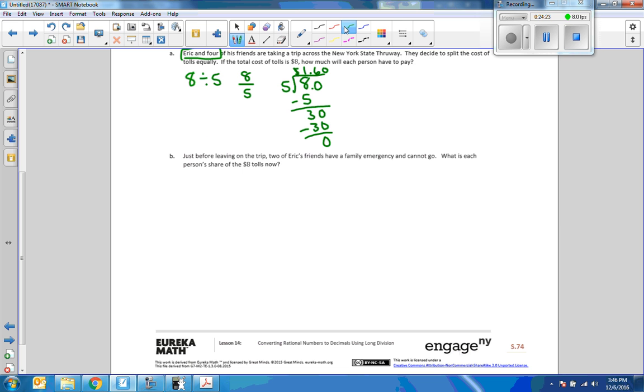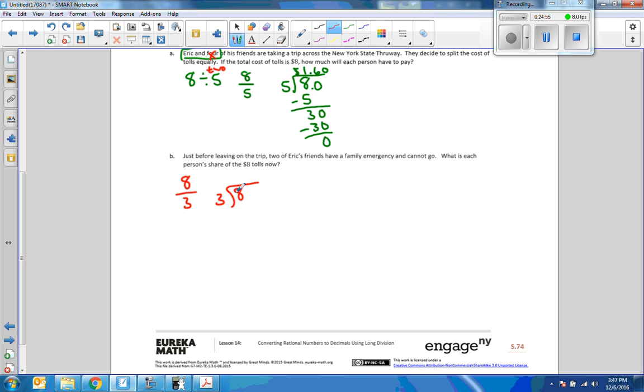Part B. Just before leaving on the trip, 2 of Eric's friends have a family emergency and cannot go. Now what is each person going to have to pay? So 2 of these guys aren't going anymore, so now it's Eric and 2 others. That's 3 people, 5 minus 2. So it's $8 divided by 3 people.